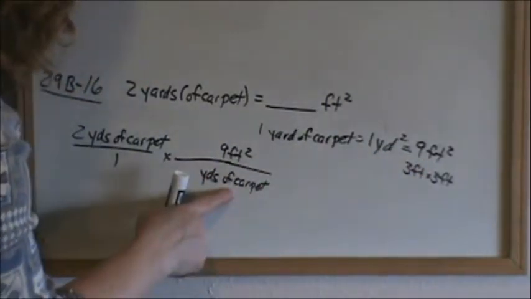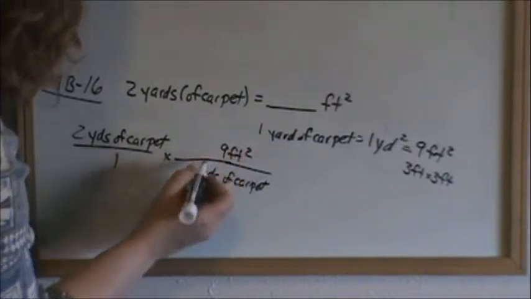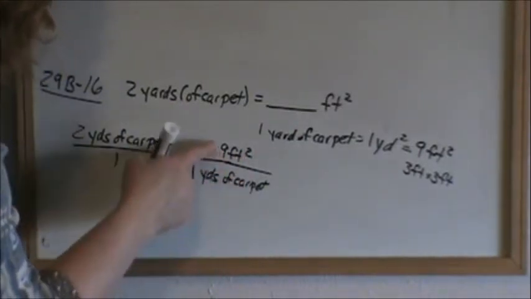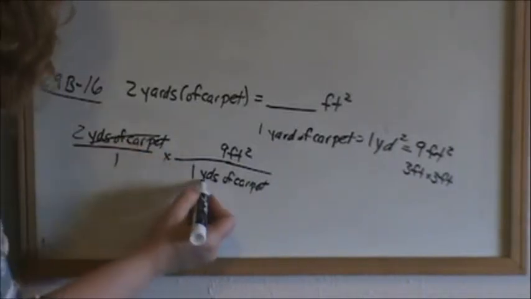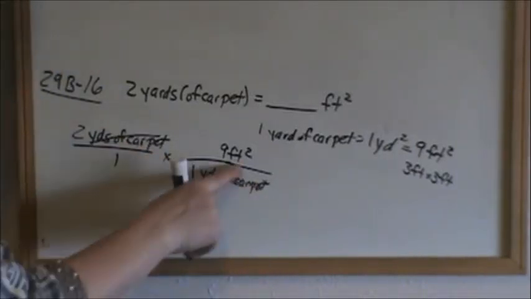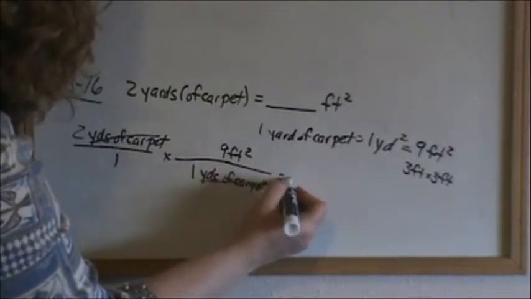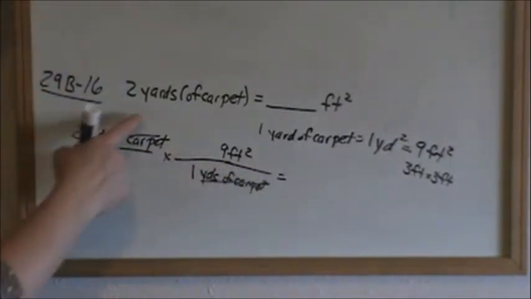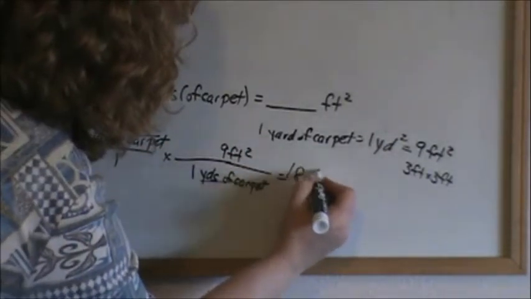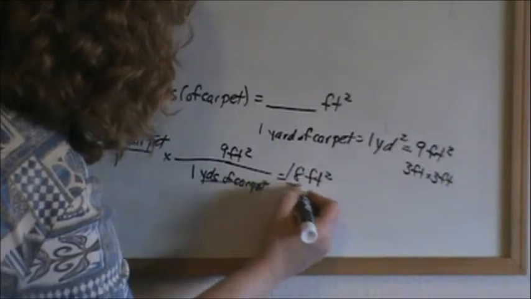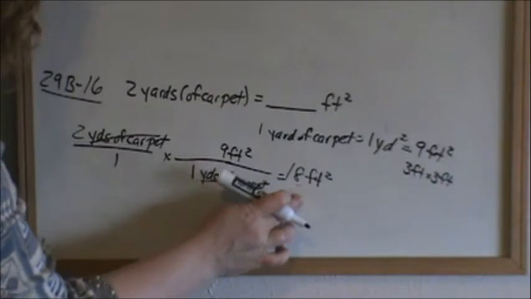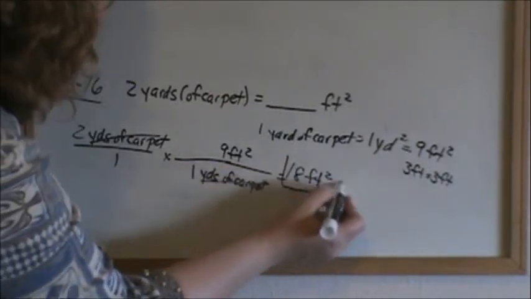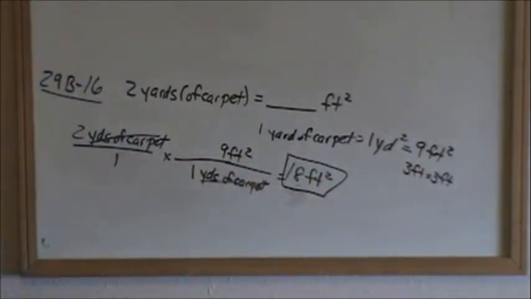Yard of carpet went down here, square feet went up here. 1 goes with my 1 yard of carpet, 9 goes with my square feet, which means my yard of carpet goes away, and I'm left with square feet, and that's good. So multiply my numbers. 2 times 9 is 18. I'm left with my square feet. My denominator is 1, but I don't have to write it. So 2 yards of carpet is the same thing as 18 square feet of carpet.